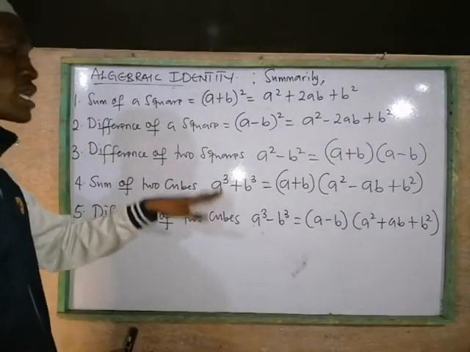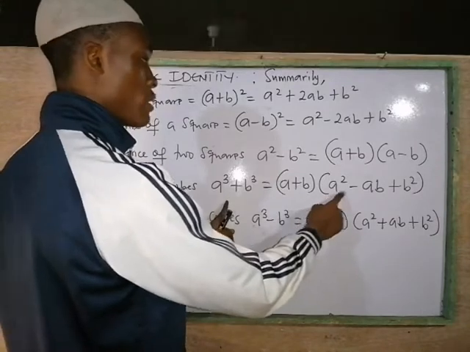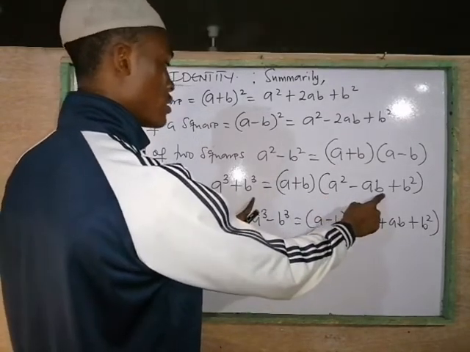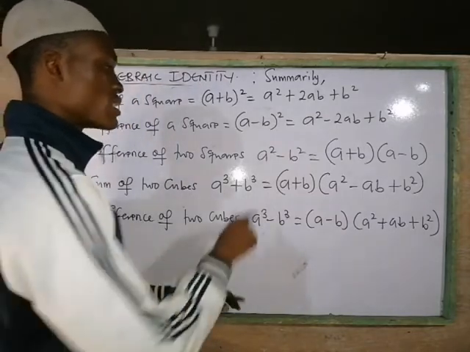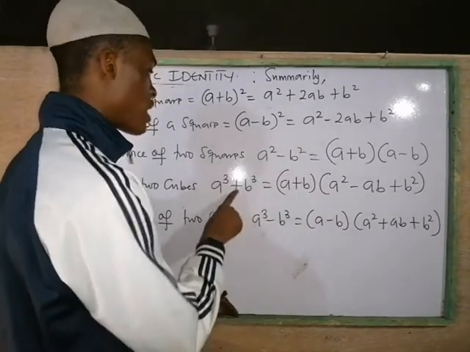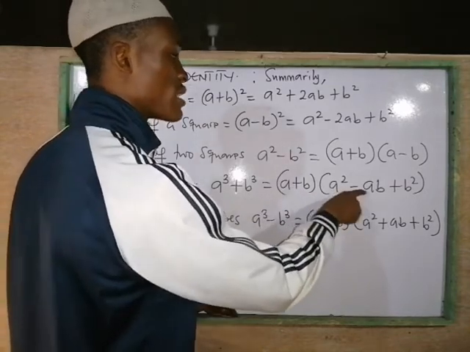Sum of two cubes, A cube plus B cube. A plus B first, then you square A, minus A times B, plus square B. Difference of two cubes, the same thing as this, but the difference is you have a plus here, you have a minus here. So you have a plus here, you have a minus here. You have a minus here, you have a plus here.